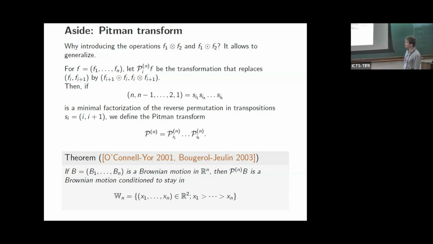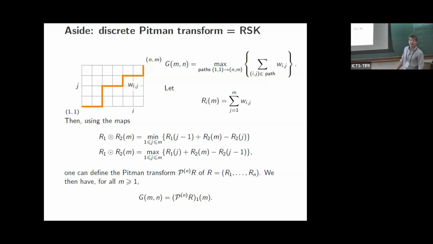Okay, so why did I do all that? Because now I can relate those discrete Pitman transforms to RSK. At the very beginning, I used RSK to study last passage percolation, and I didn't tell you what the RSK correspondence was. I just asked you to believe that lambda 1 is some last passage percolation time. Again, I will do no proofs, and I will ask you to believe things, but one can describe completely this Robinson-Schensted-Knuth correspondence using Pitman transforms.